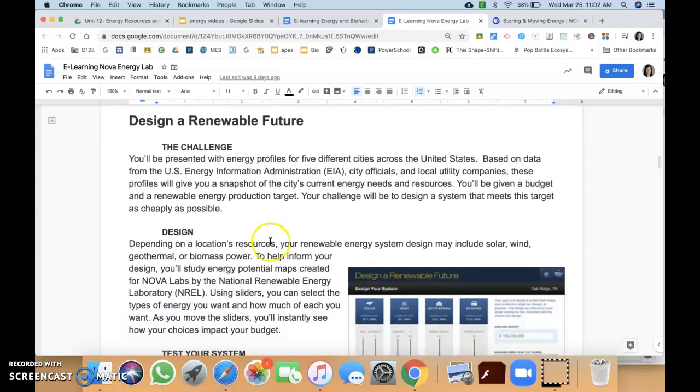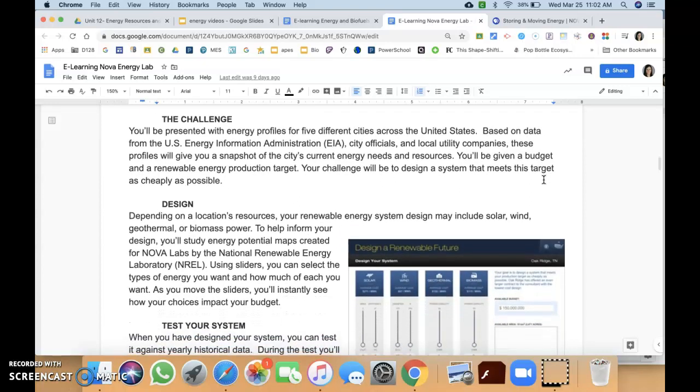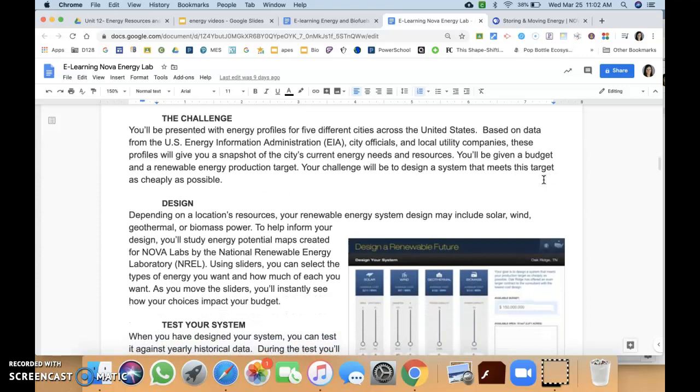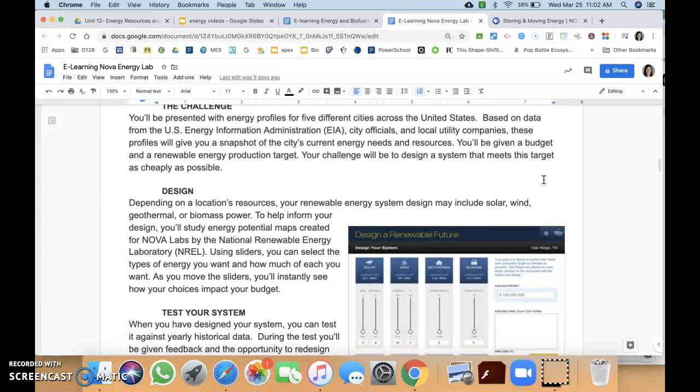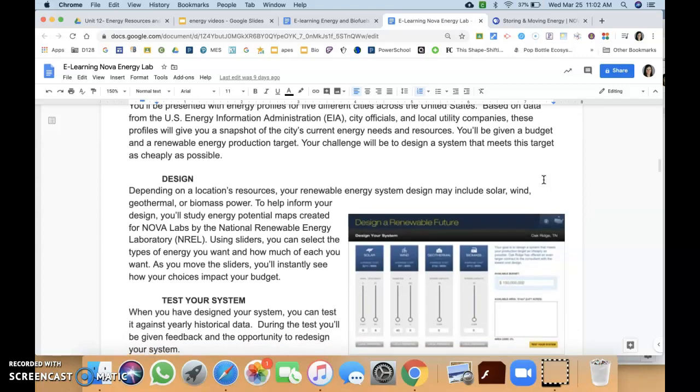So for this lab, you're going to be presented with the energy profiles for 5 different cities across the United States. Based on data from the U.S. Energy Information Administration, city officials and local utility companies, they've given a snapshot of the city's current energy needs and resources. You're going to be given a budget and a renewable energy production target, and your challenge is to design a system that's going to meet that target in the cheapest way possible. So it's kind of a twofold design.